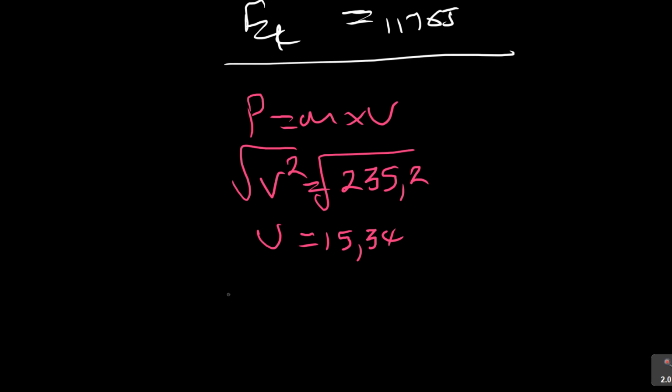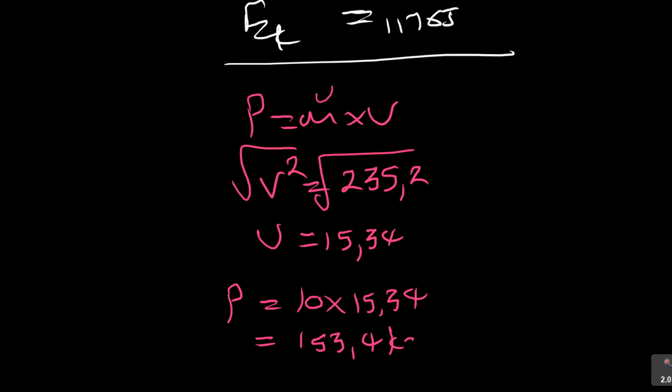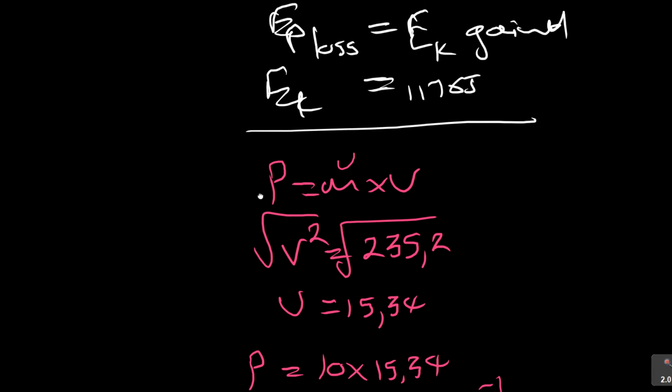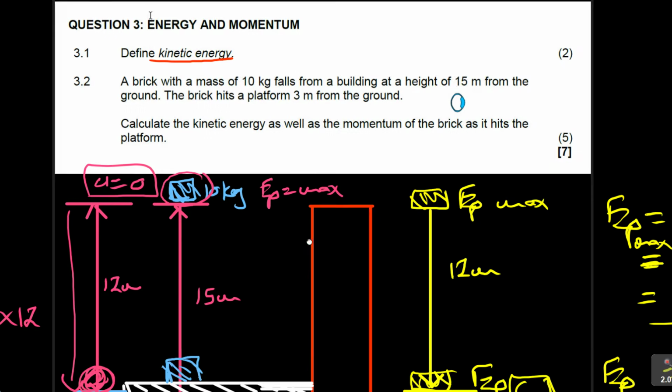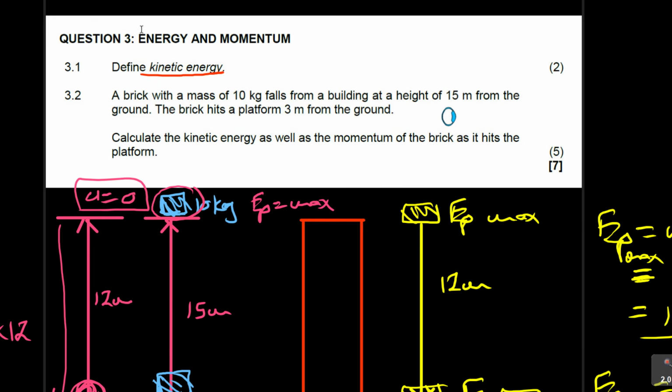15.34. Then you've got P is equal to 10 times 15.34. Remember, mass times velocity, which is equal to 153.4. Now look at these units. M is in kilograms, right? Velocity is in meters per second. So it's just kilogram meters per second. So this is what you guys are supposed to be doing whenever you're dealing with this energy and momentum.